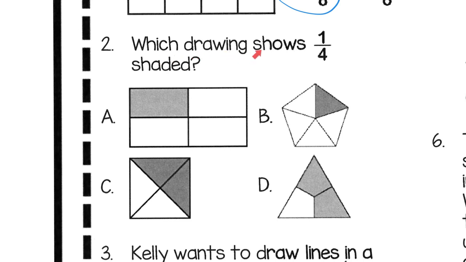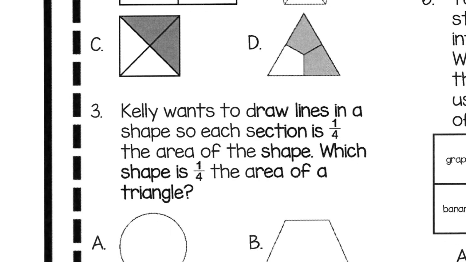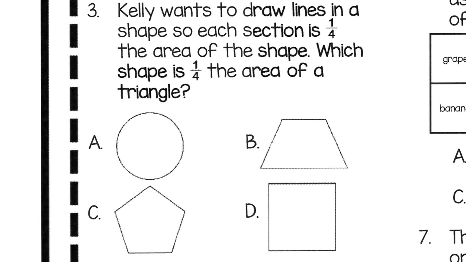It says, which drawing shows 1/4 shaded? So our top number is a 1, which means I should have 1 piece shaded, but then I need to have a total of 4 pieces. Okay, I'm going to let you figure that one out. When you're ready, press play, and you can do number 3 with me.